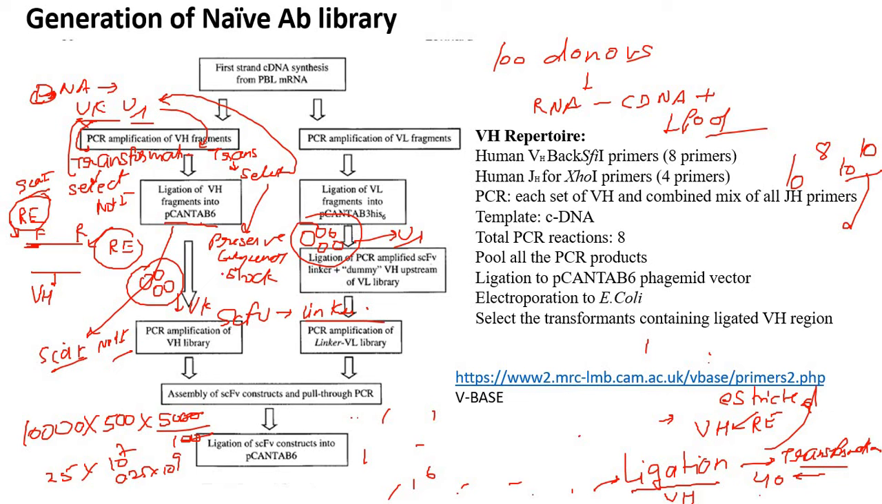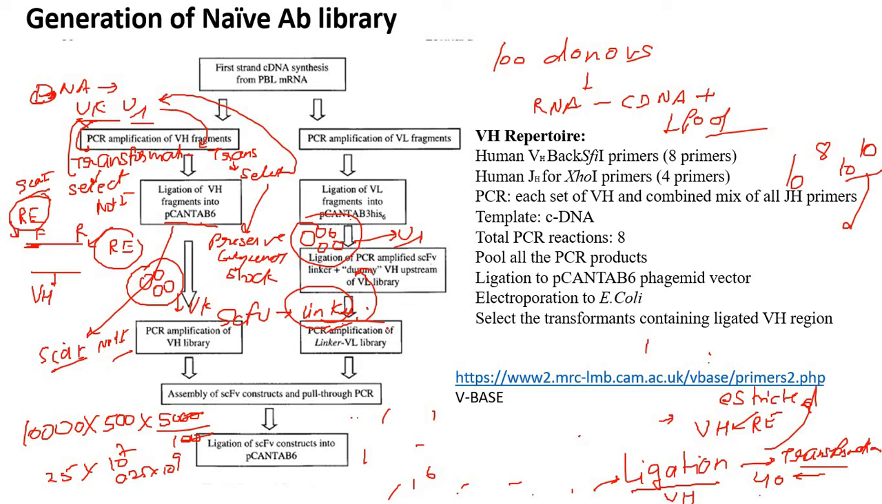And then after you are done with this, you will pool both of them, V kappa and V lambda. Whatever sequence you have, you are amplifying the scFv linker, and you will just ligate these genes with the plasmid DNA that you will isolate from the pooled colonies that have the V kappa and the V lambda. It is going to be quite a tedious process.